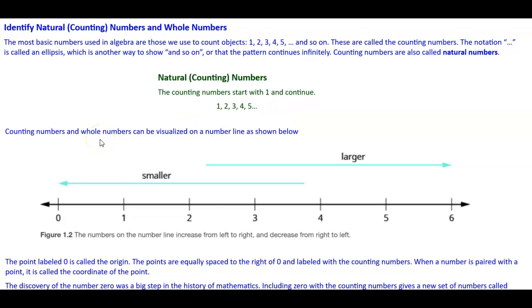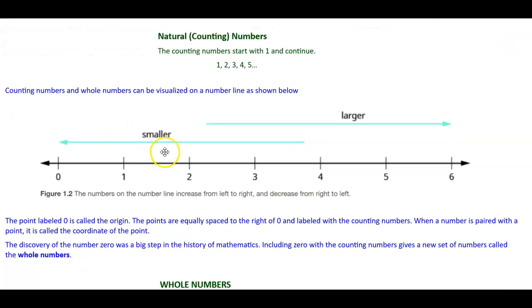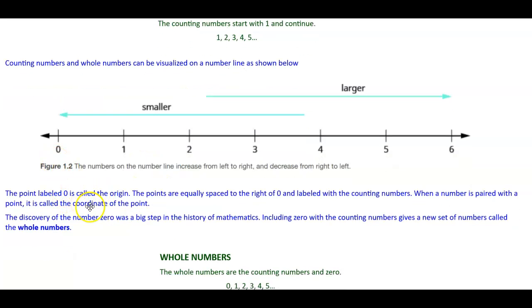Now counting numbers and whole numbers can be visualized on a number line as shown below. If you take a look here, the numbers on the number line increase from left to right and decrease from right to left. The point labeled 0 is called the origin. The points are equally spaced to the right of 0 and labeled with the counting numbers. When a number is paired with a point, it is called the coordinate of the point.